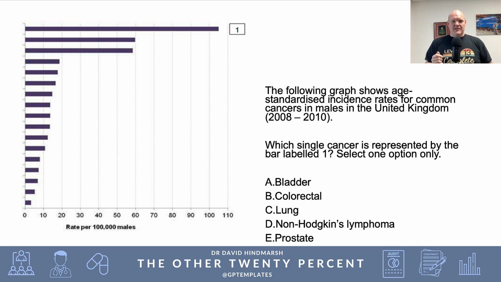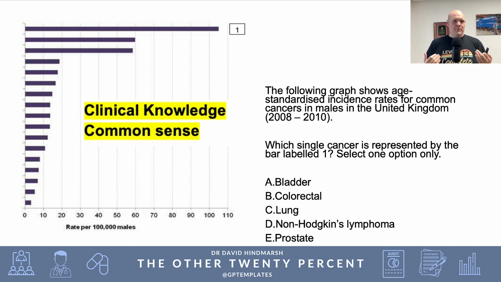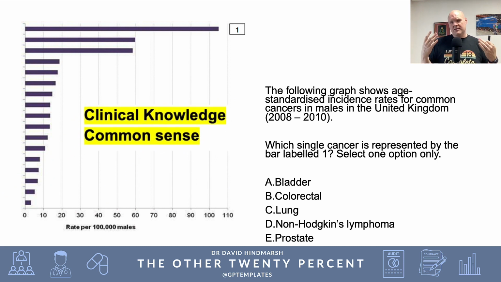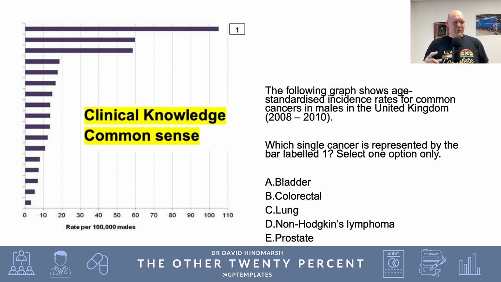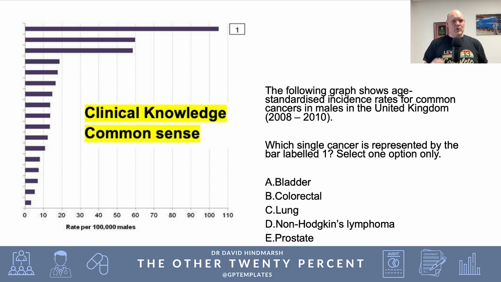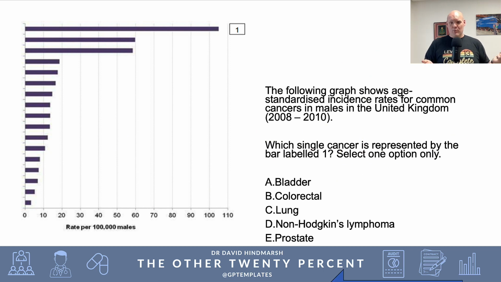So which single cancer is represented by the bar labelled 1? Select one option only. Now, this really, for me, boils down to: we've had a look at the graph, we've realised that there's not much information, so we've done the I bit. We're going to then just apply a bit of common sense and clinical acumen. What's the most common cancer amongst males? Prostate cancer. So that's your answer there.